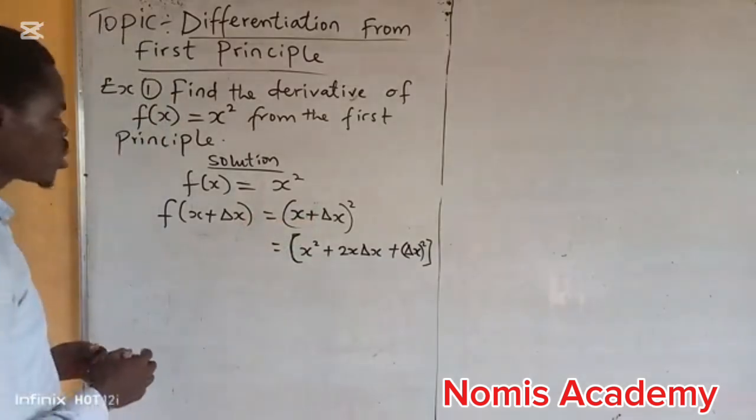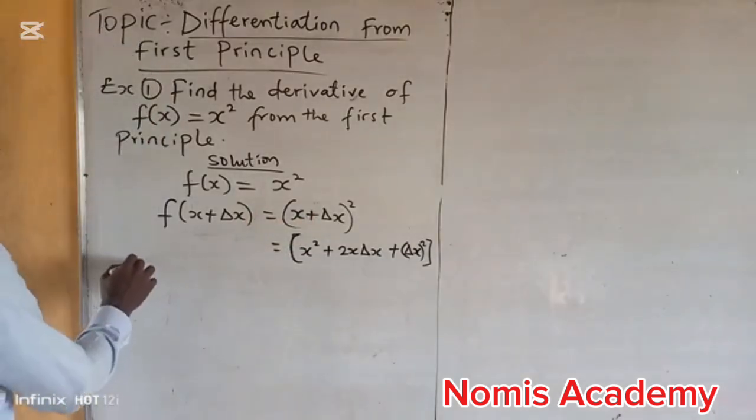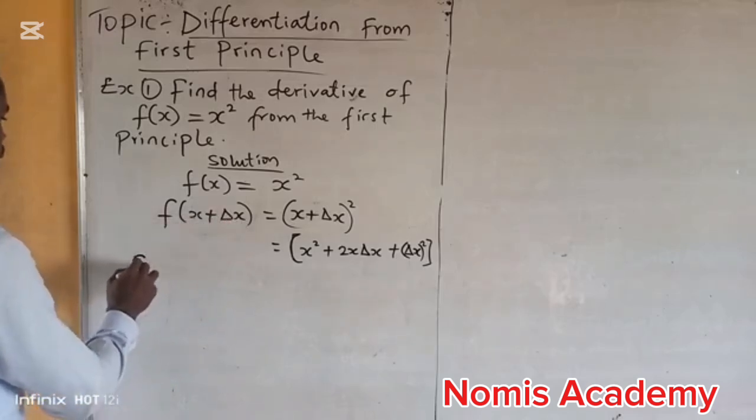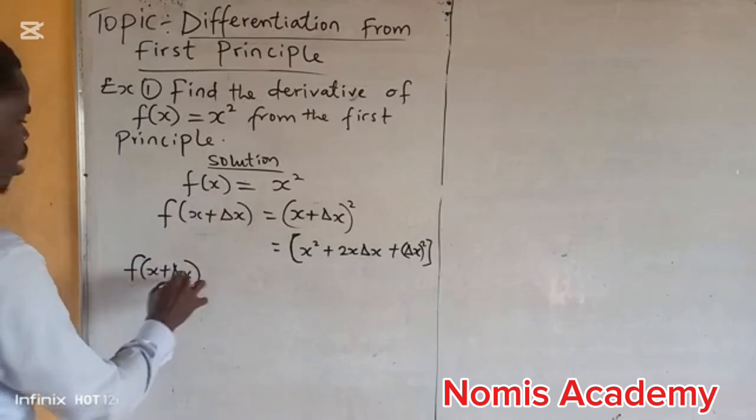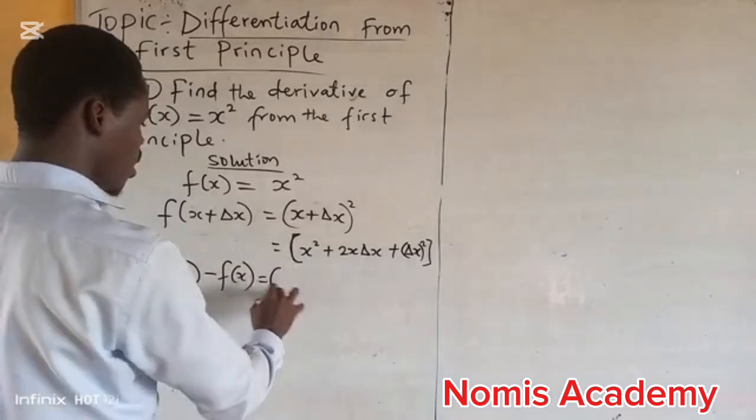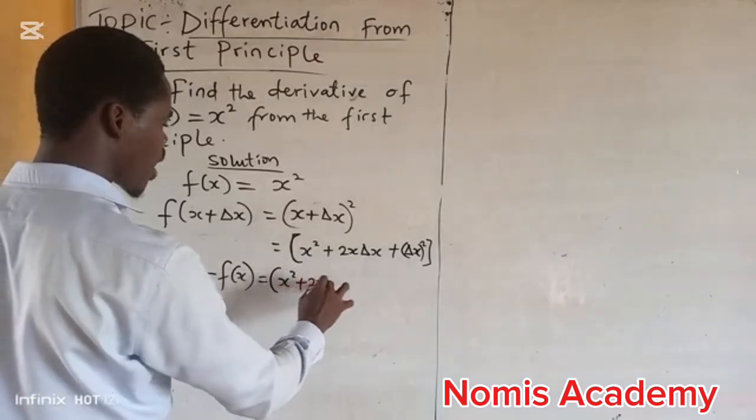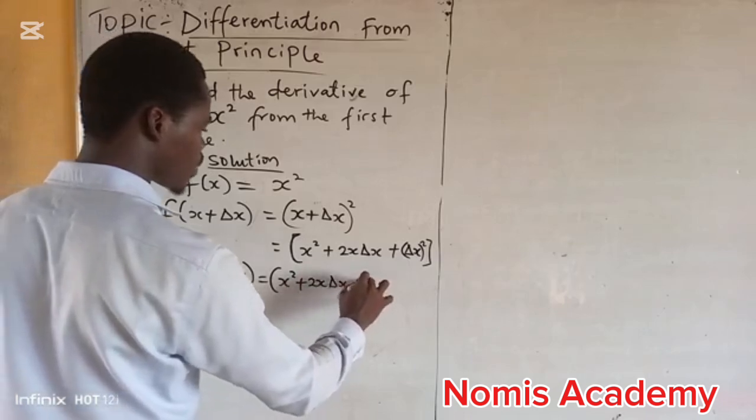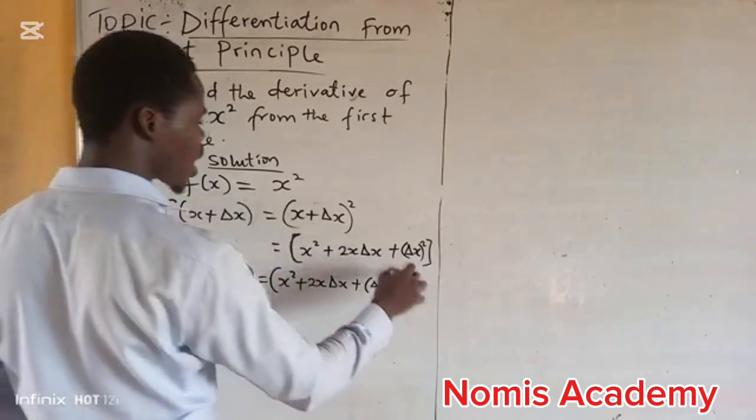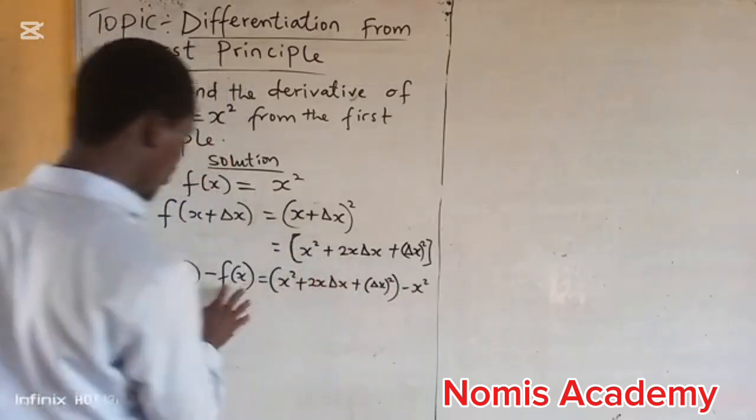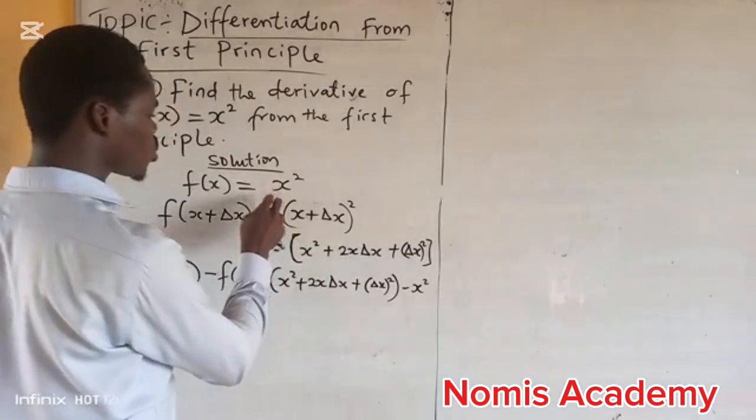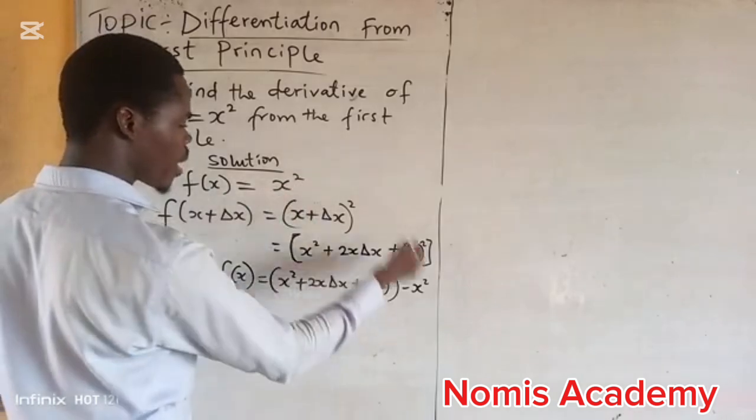Alright, the next thing we need to do, we need to go further to subtract f of x from this function, from the increment. So we have f of x plus delta x minus f of x. So that will be x squared plus 2x delta x plus delta x squared. Then we subtract f of x from it. As you can see, we subtracted f of x from this side, from the left hand side. So we're also going to subtract f of x, or x squared, from this side.